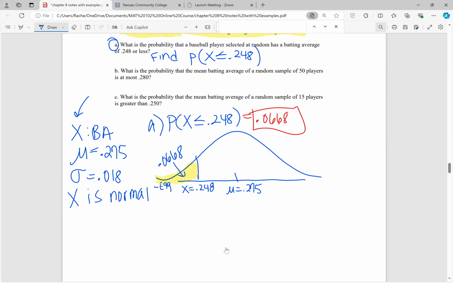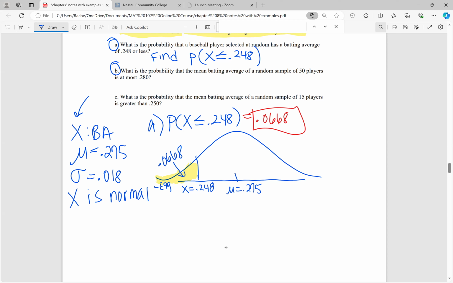So this was a chapter 7 question, and I snuck it in here, one, for a review, and two, because now I want you to see how what we're doing in chapter 8 right now in B and C is going to be different, but it almost looks exactly the same, and I don't want you to make a mistake. So let's look at B. B says, what's the probability that the mean batting average of a random sample of 50 players is at most 0.280? This almost looks very similar to part A, right?